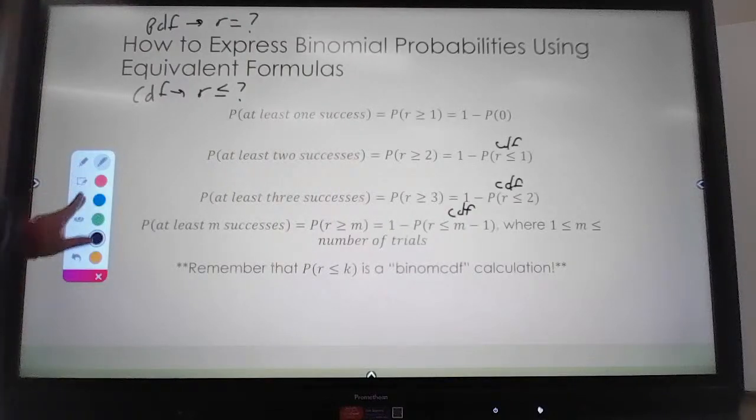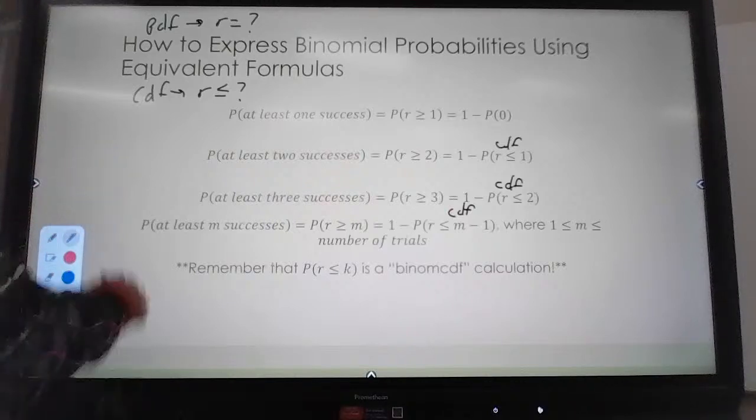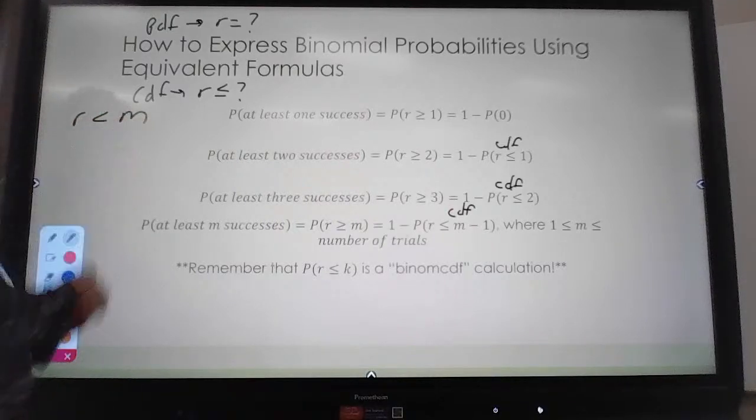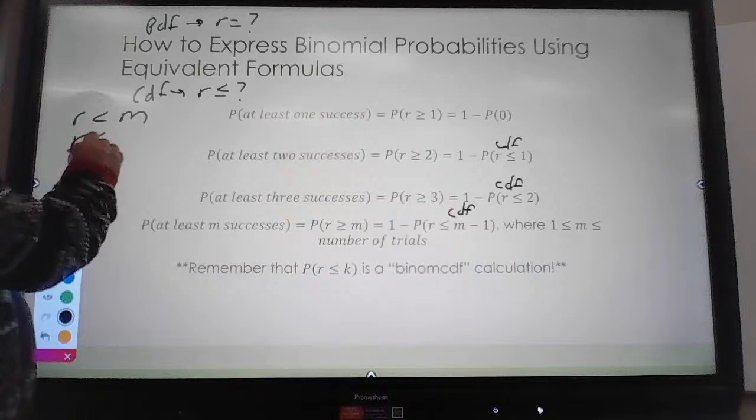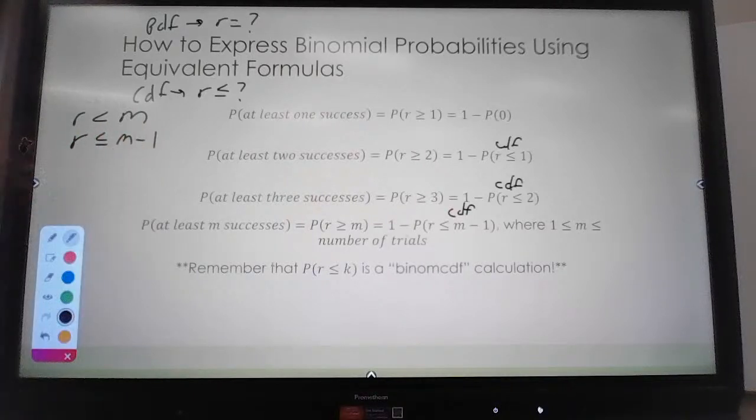And I mentioned this in 5.2. If I'm doing r less than m, just r less than m, then I can adjust this by doing r less than or equal to m minus 1 and do a CDF on that.